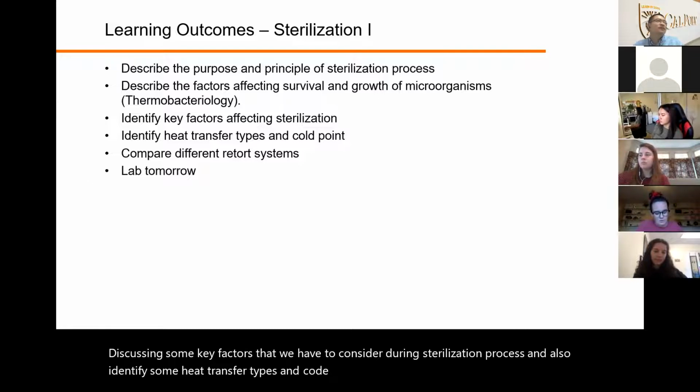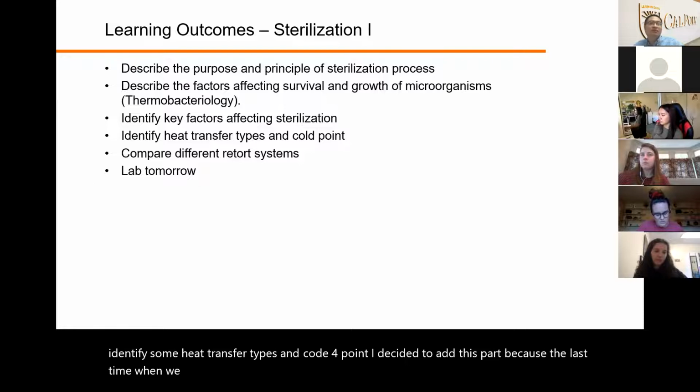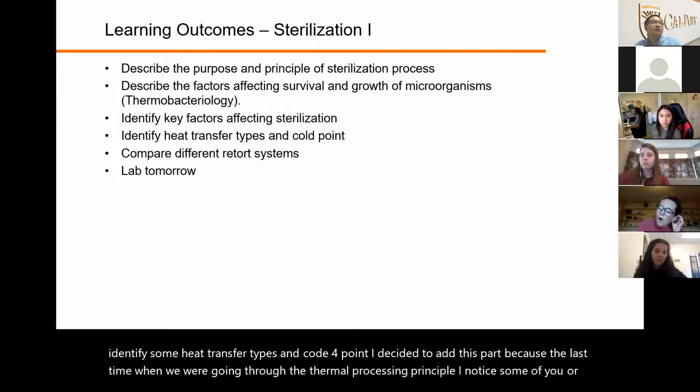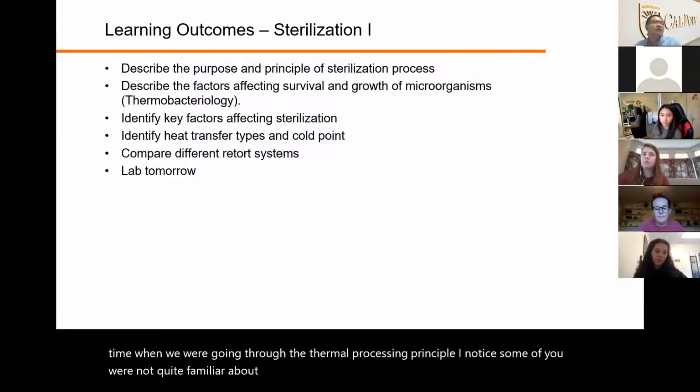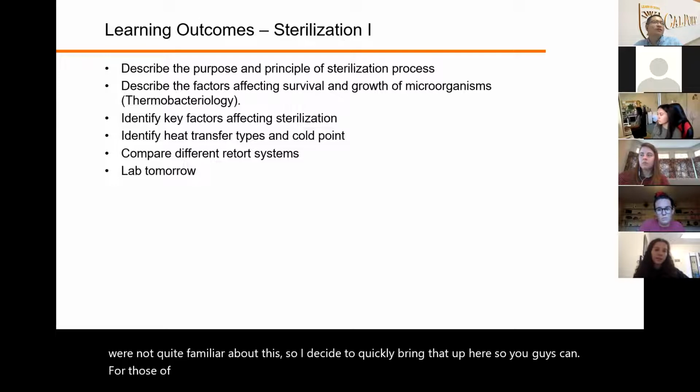I decided to add this part because last time when we were going through the thermal processing principle, I noticed some of you were not quite familiar with this. So I decided to quickly bring that up here, so for those of you who didn't have much idea about this topic, you can probably have a better idea after this class.